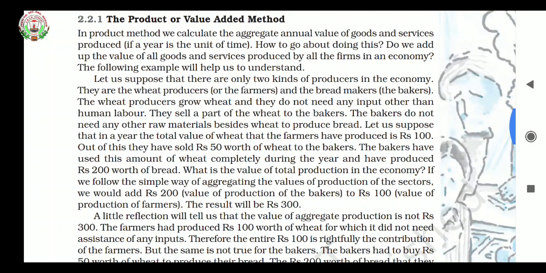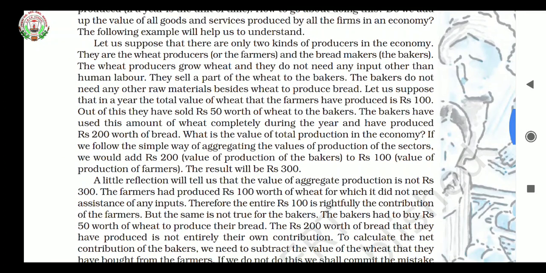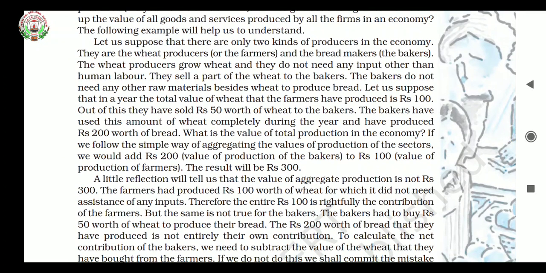Let us suppose that there are only two kinds of producers in the economy. They are the wheat producers, or the farmers, and the bread makers, or the bakers. The wheat producers grow wheat and they do not need any input other than human labor. They sell a part of the wheat to the bakers. The bakers do not need any other raw material besides wheat to produce bread. Let us suppose that in a year the total value of wheat the farmers have produced is rupees 100. Out of this they have sold rupees 50 worth of wheat to the bakers. The bakers have used this wheat completely during the year and have produced rupees 200 worth of bread.